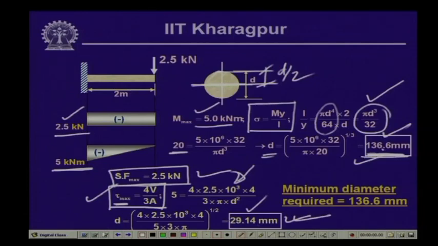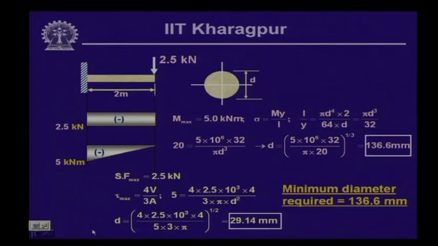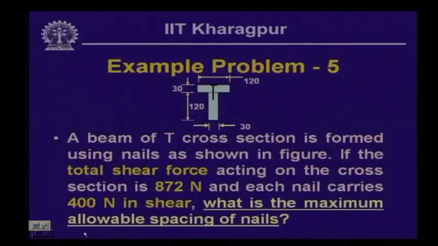So, naturally we will have to go for the larger diameter, so that it can withstand both the stresses. If we provide the lower diameter, then it will be safe against shear, but it will not be safe against bending. However, if we go for the larger diameter, then it will satisfy both the criteria. Hence, the diameter of the pole has to be minimum 136.6 millimeter, so that it can withstand this amount of load, and the bending stress and shear stresses are within limits.